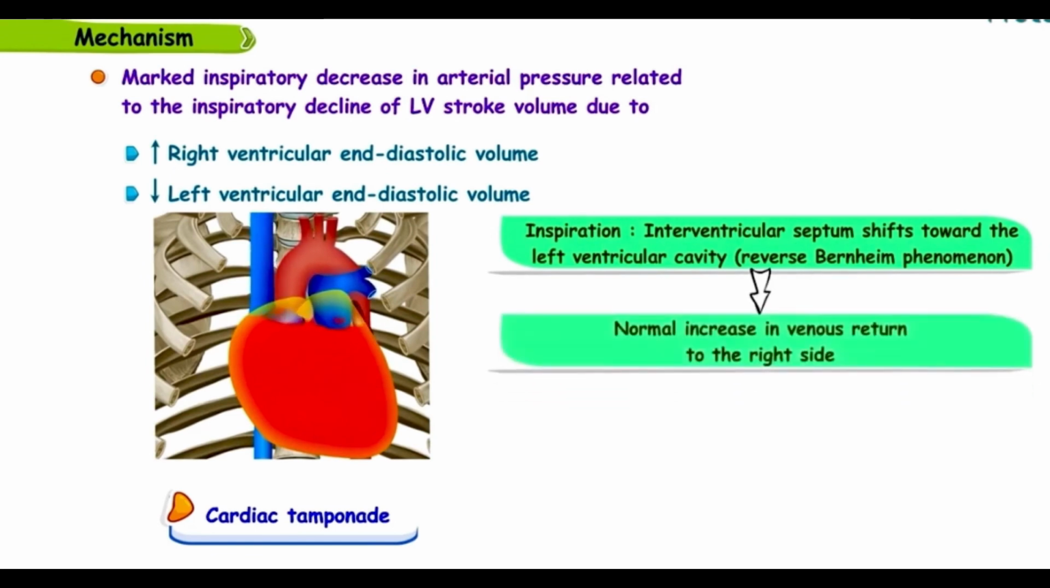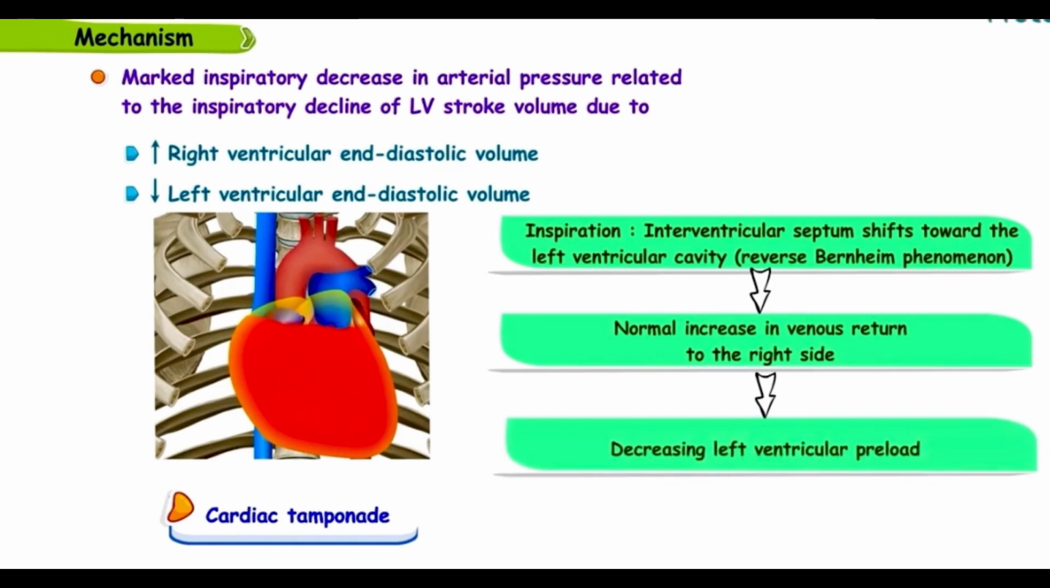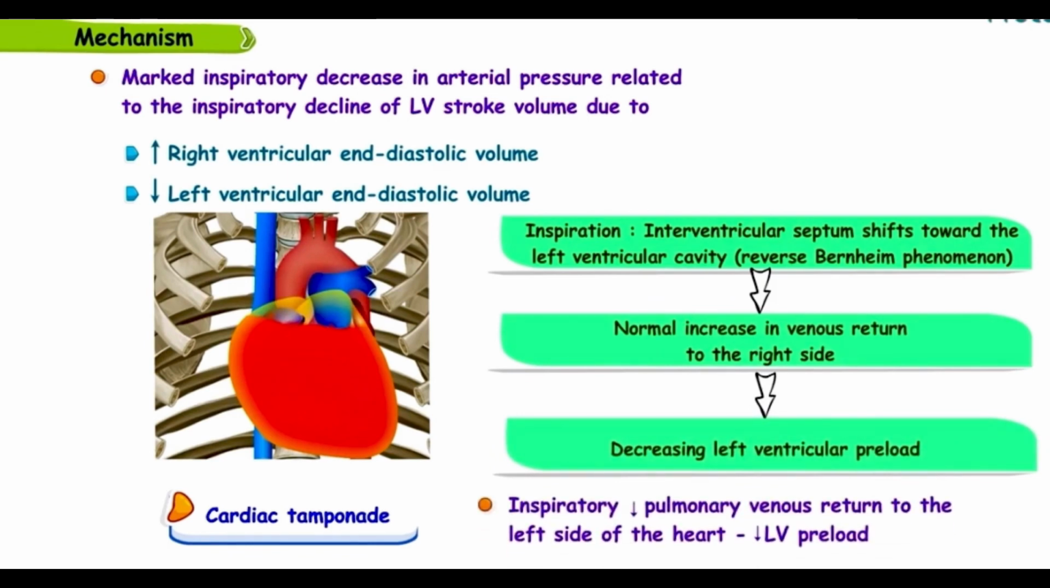This is a result of the normal increase in the venous return to the right side, thereby decreasing the left ventricular preload. An inspiratory decrease in pulmonary venous return to the left side of the heart also has been thought to contribute to the decreased left ventricular filling.